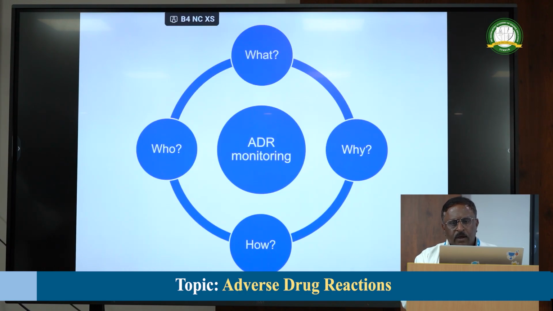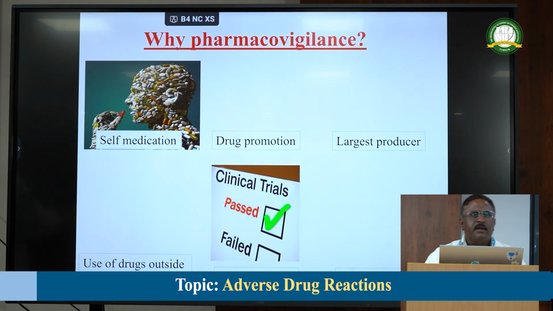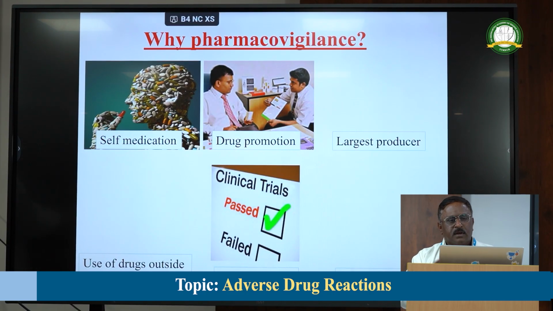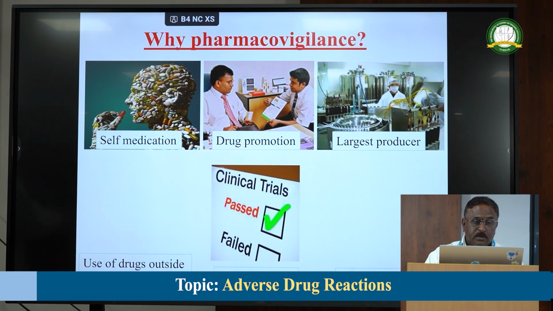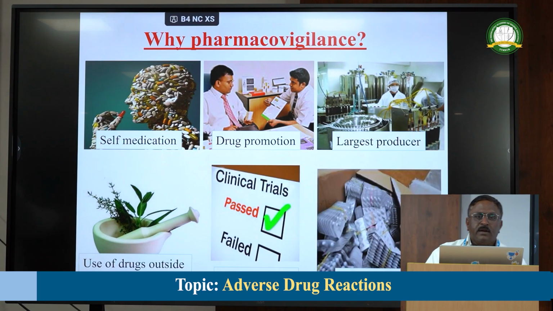So why do we need to do this pharmacovigilance? There is a lot of self-medication, people have started taking medication from the pharmacy shop without a prescription, and there are a lot of drug promotional activities where a lot of drugs are coming into the market. India is one of the largest producers of drugs. There is use of outside drugs which have not undergone clinical trials properly. There is rapid approval, that is, Me Too drugs are being released in a faster way.